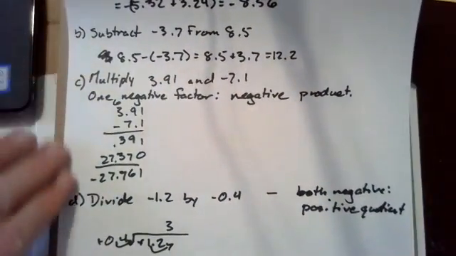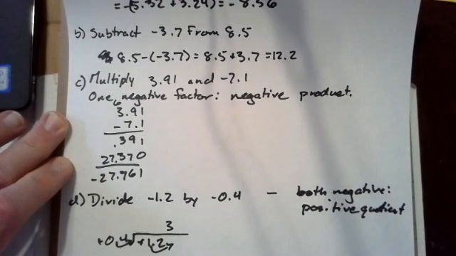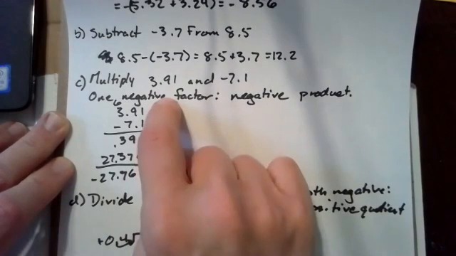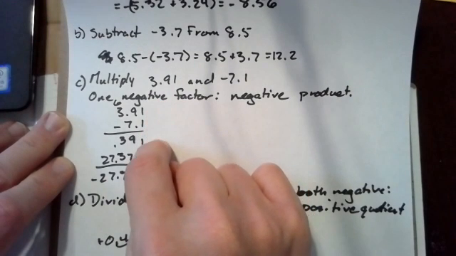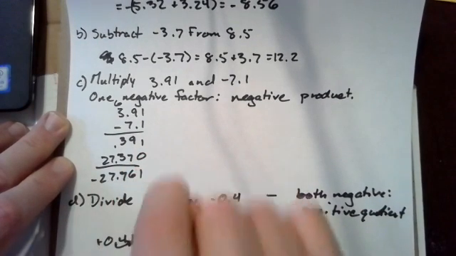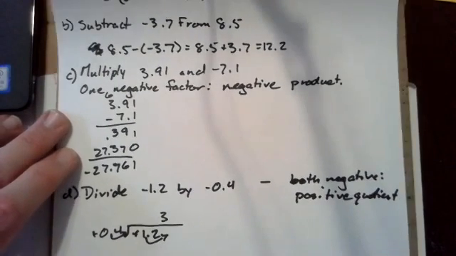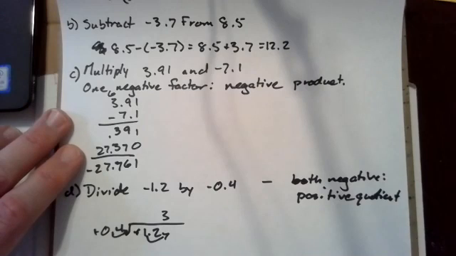Third, we are asked to multiply 3.91 and negative 7.1. We've got one negative factor, so there's going to be a negative product. I'm just going to multiply things out. 3.91 times 7.1 is 0.391 plus 27.370. I add those together and stick a negative out front. Negative 27.761. Our final problem has us dividing negative 1.2 by negative 0.4.